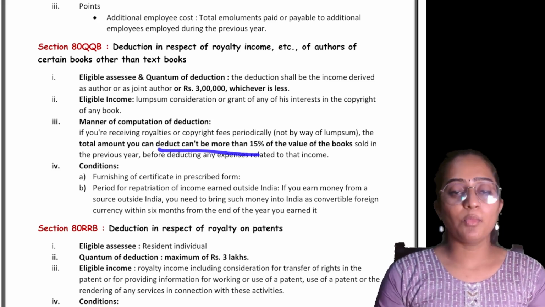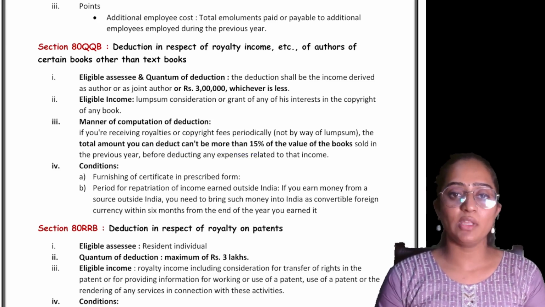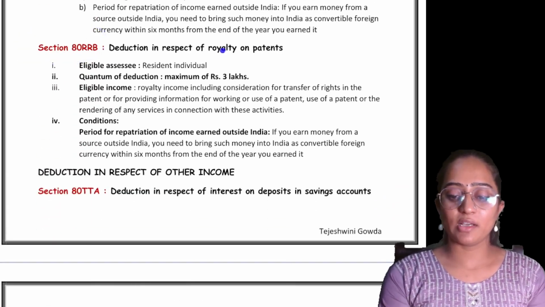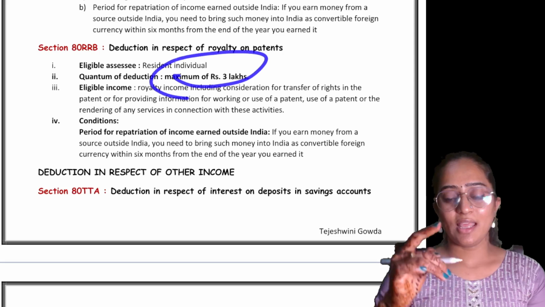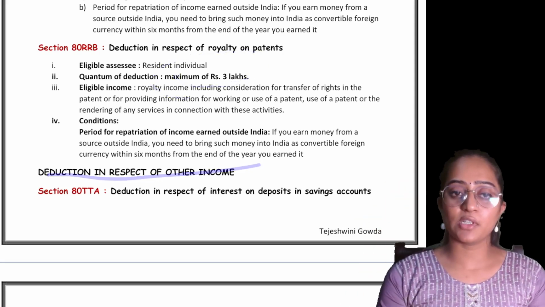Clear? The total amount that you can deduct can't be more than 15% of your income. See, 80RRB is the brother of 80QQB, wherein deductions in respect of the royalty on patents is available. The maximum deduction that you can take is 3 lakh. It is similar to your 80QQB. Deductions in respect of certain income.